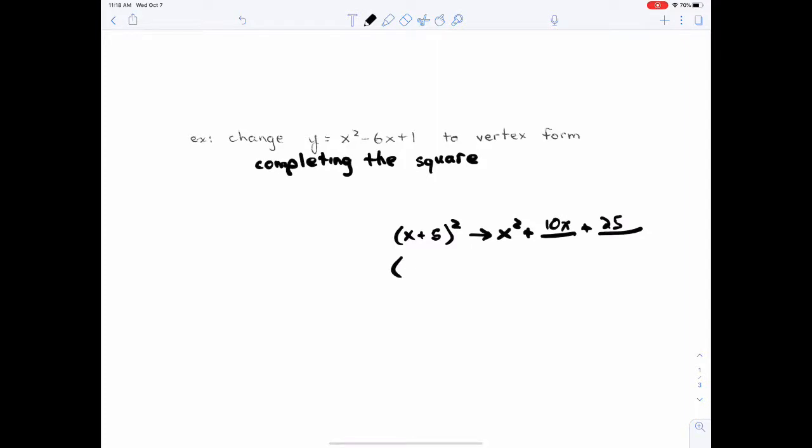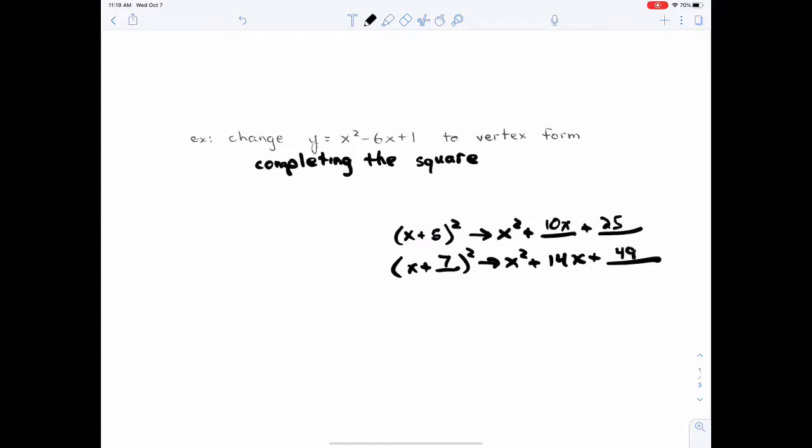What if I give you x plus blank squared is x squared plus 14x plus blank? Fill in the blanks. Just look at it, see if you can figure out what it is. Turn off the video for a second. Assume you've already thought about it. What would it be? This one would be 7. And this one would be 49.